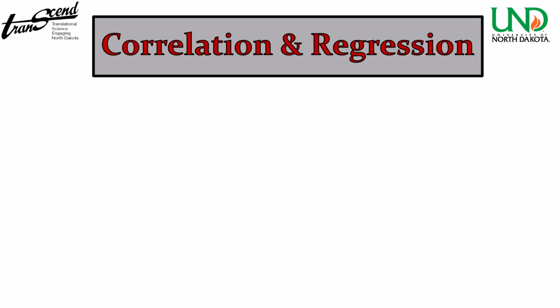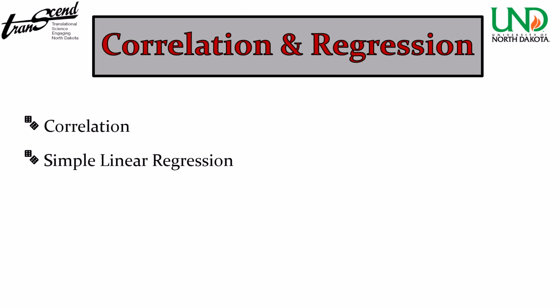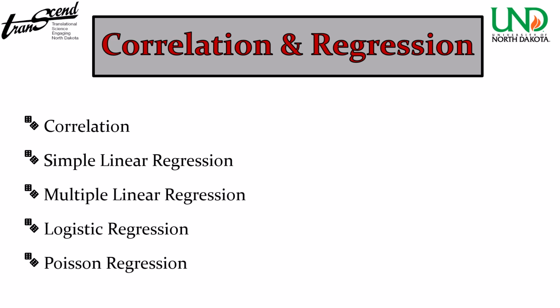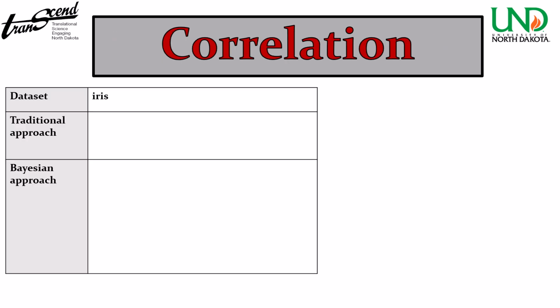All right, we're done with ANOVA. We're on to correlation and regression. So we'll cover, unsurprisingly, correlation. Then on the regression front, we'll do simple linear regression, multiple linear regression, logistic regression, and Poisson regression. With correlation, we'll look at the famous iris data set, either Fisher's or Anderson's, with measurements of sepal lengths and widths and petal lengths and widths for flowers of 3 species of iris.